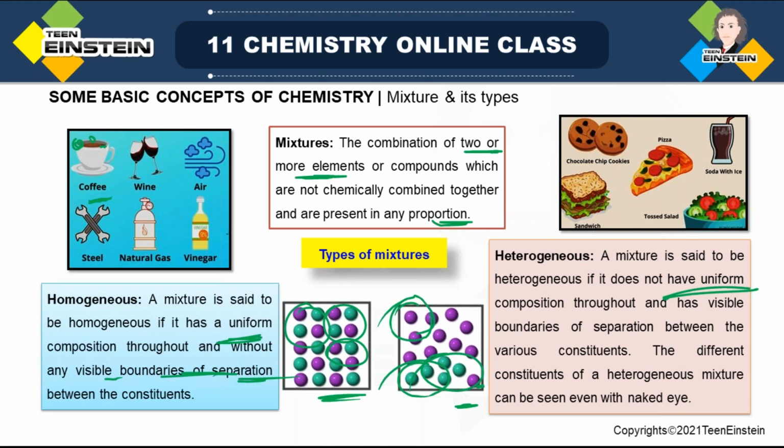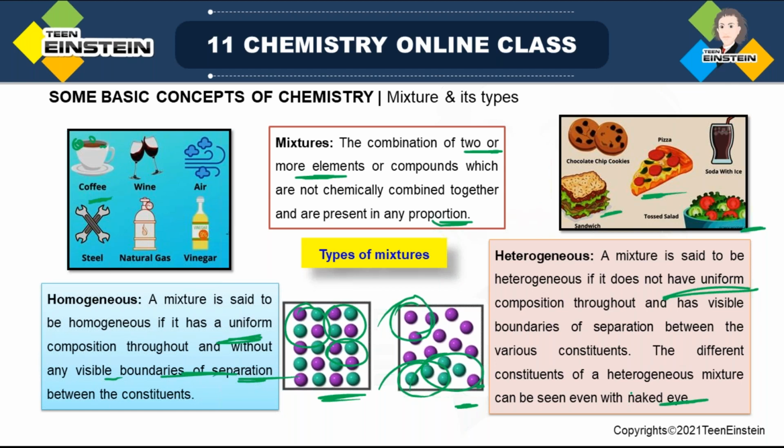So it is not looking homogeneous, just like if you compare this with the previous picture, when we consider air or vinegar, it appears as if it is a pure compound, though it is not, but it appears so. But here you can already find the boundaries, the different constituents of a heterogeneous mixture. You can easily see even with the naked eye.